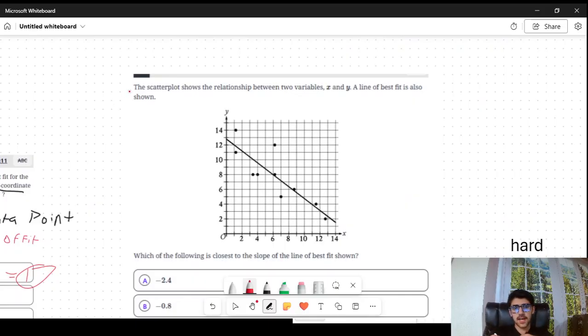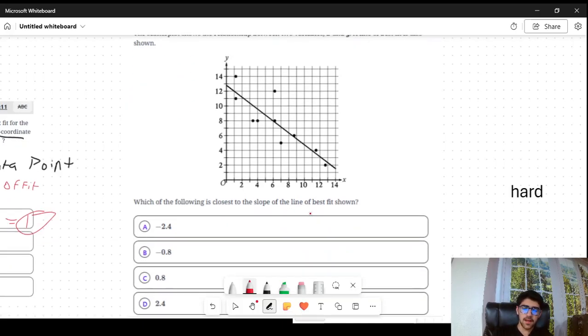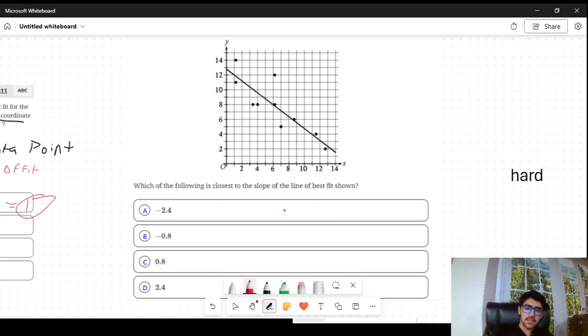So this one tells us that the scatter plot shows the relationship between two variables, x and y. A line of best fit is also shown. Which of the following is the closest to the slope of the line of best fit shown? So first thing, you can automatically just see that the line of best fit is decreasing. It's going down to the right, so that means it's decreasing. So you can eliminate C and D because they are positive, and the slope is decreasing, which means the slope must be negative.